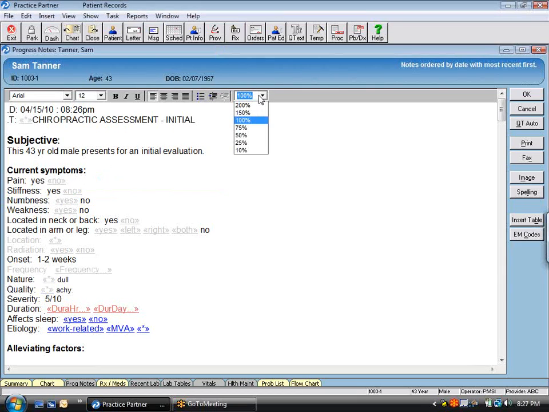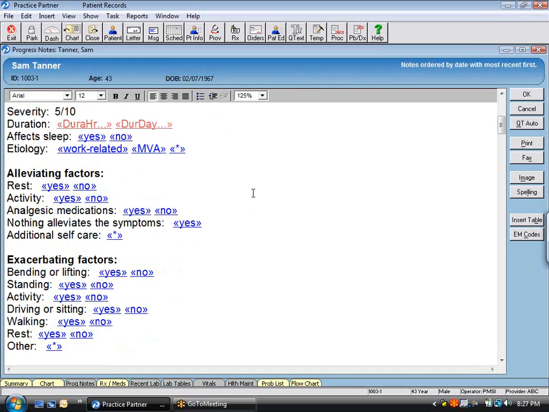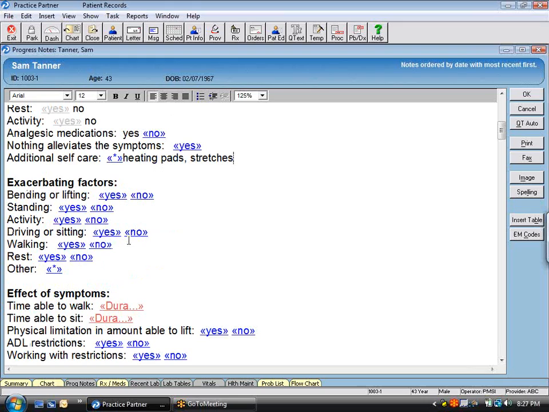Actually, I'm going to increase the magnification so that it's easier to be seen on screen. Alleviating factors, the only thing that helped to alleviate was analgesic medications, heating pads, and stretches. Everything except for rest seemed to exacerbate the pain.